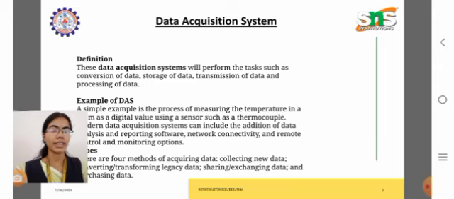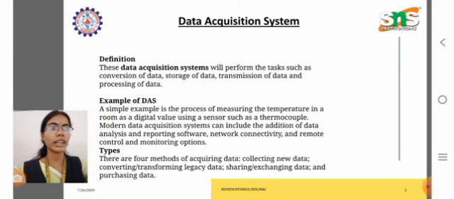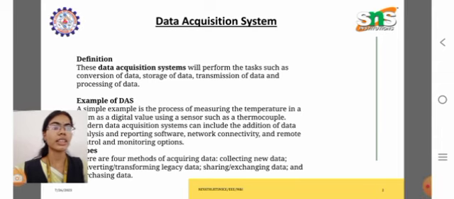Example of DAS. A simple example is the process of measuring the temperature as a digital value using a sensor such as a thermocouple. Modern data acquisition systems can include the addition of data analysis and reporting software, network connectivity, and remote control and monitoring options. Types. There are four methods of acquiring data: collecting new data, converting or transforming legacy data, sharing or exchanging data, and purchasing data.